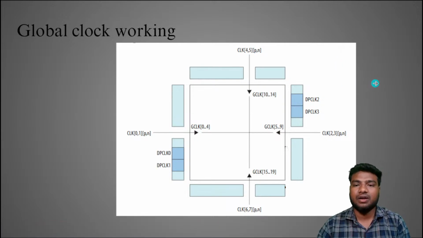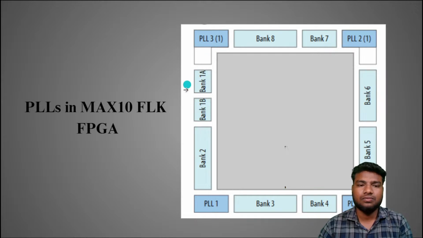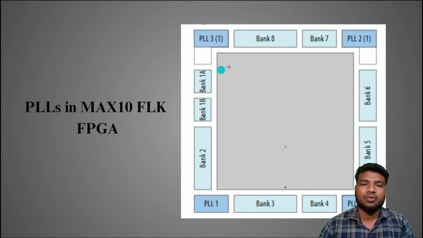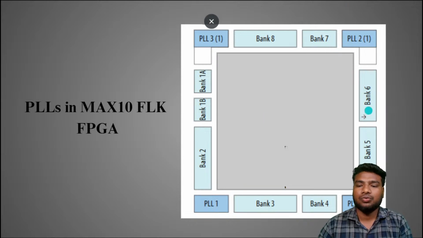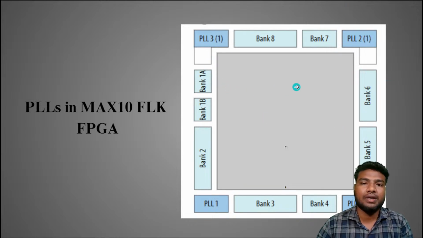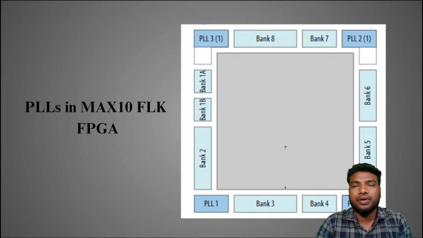Then we'll move to PLLs. I already said how PLLs work inside our FPGA. We have PLL 1, 2, 3, 4, so we have four PLLs in our FPGA. Some FPGA IC chips don't have that many PLLs. In that case, we may have to use counters to make the required frequency.